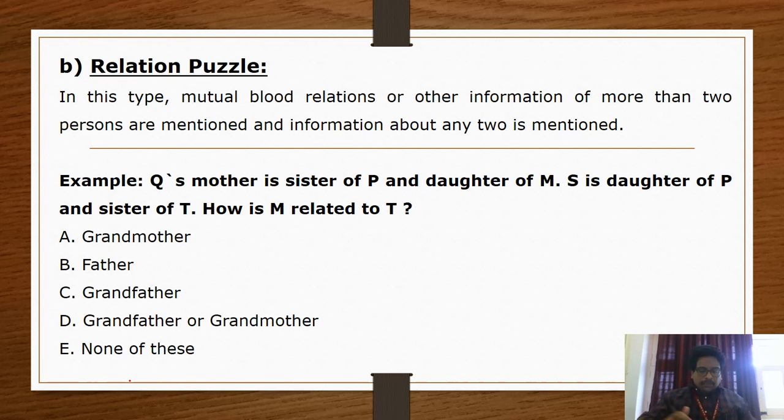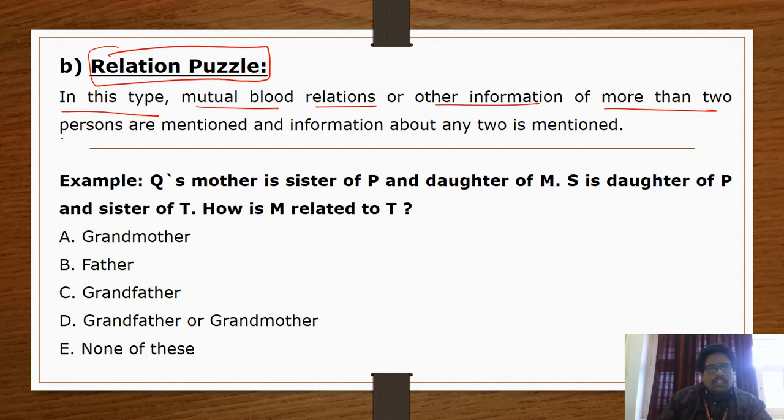Now coming to the second type of question, one of the easiest things is to go ahead with the help of notations, the family tree diagram. We already did this in the previous examples. In this type, mutual blood relation or other information is given, more than two persons are mentioned, and information about any two is mentioned. One more point that I have not mentioned here is gender. If you are not clear with gender, you'll end up with wrong answers. If it is not given, keep it blank.